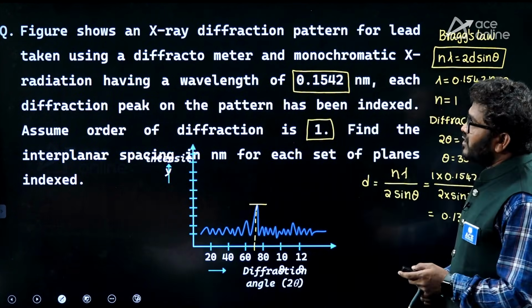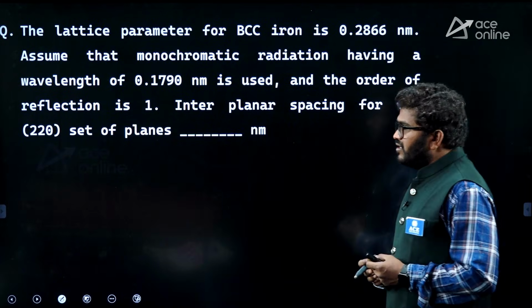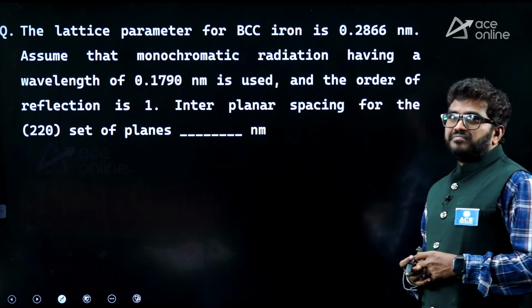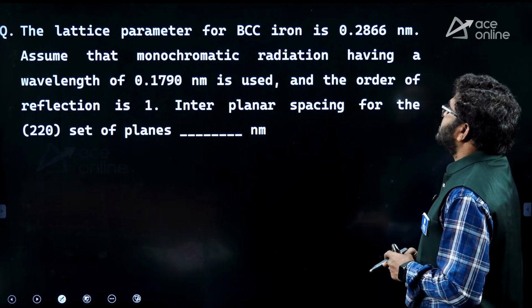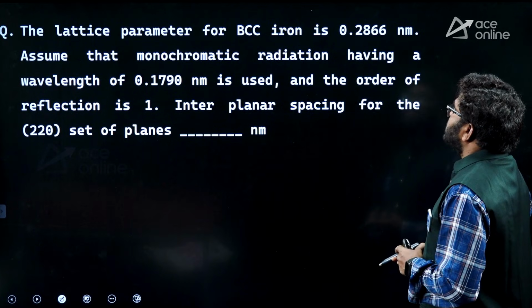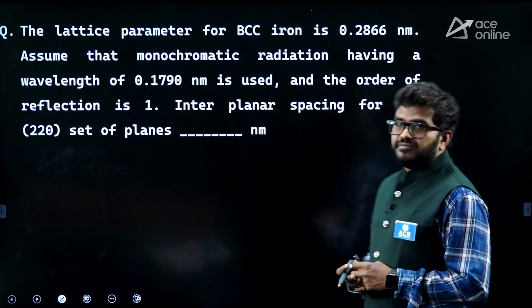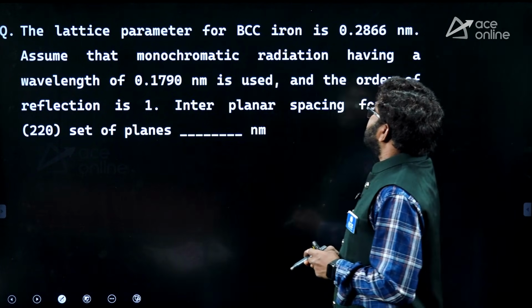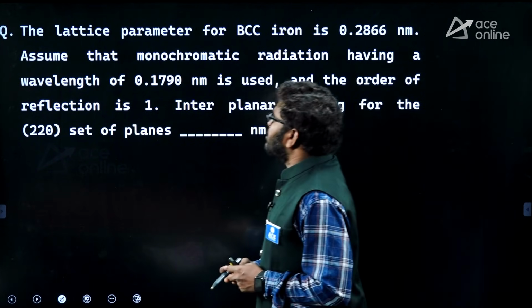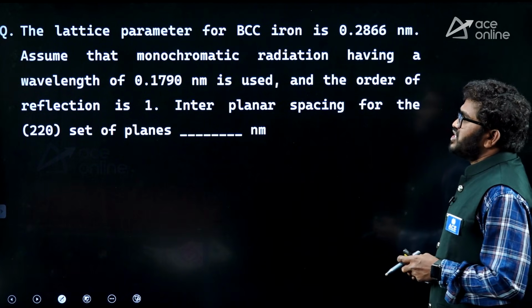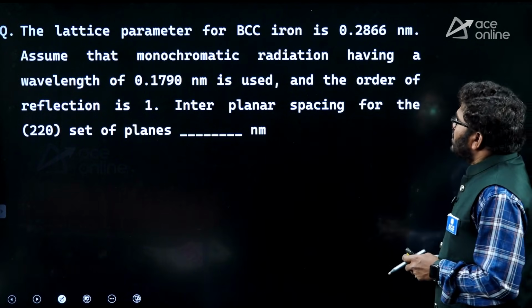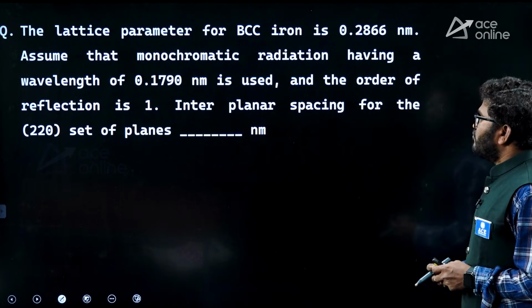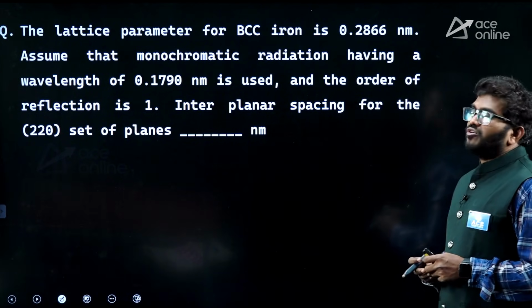Now, let us consider the second question. The lattice parameter for BCC iron is 0.2866 nanometer. Assume that monochromatic radiation having a wavelength of 0.1790 nanometer is used. The order of reflection is 1. Find the interplanar spacing for the set of 2 2 0 planes.